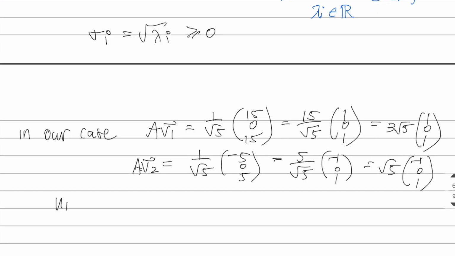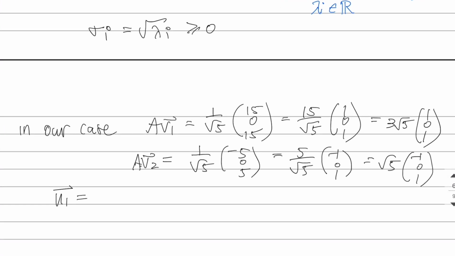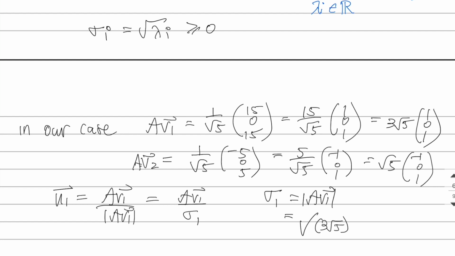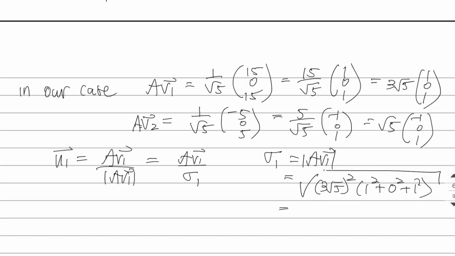If I'm going to define the first orthonormal output vector, I need to take AV1 and divide by its length, which I'm calling the singular value. Let's say this is sigma 1, and sigma 1 is the length of AV1, which is going to be 3 over root 5 times the square root of 1 squared, 0 squared, 1 squared. So this is going to end up giving me 3 root 5 times root 2, which is 3 root 10.